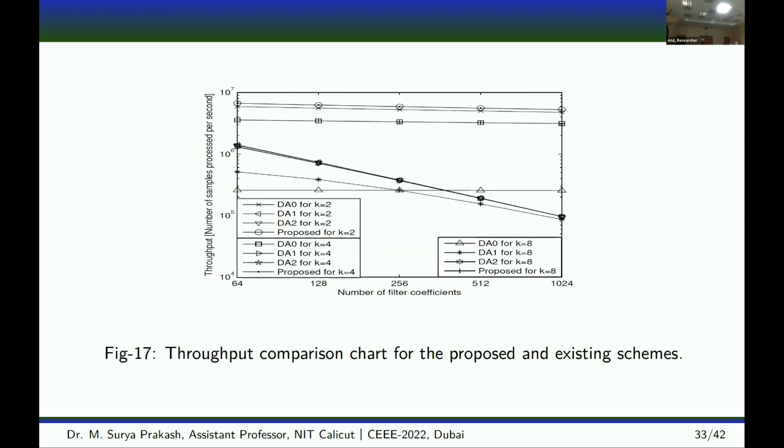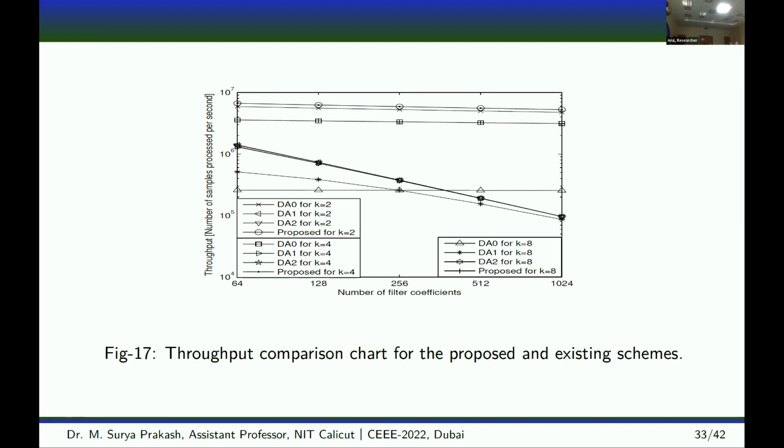And this is the throughput plot. On the y-axis, we have throughput in terms of number of samples processed per second. On the x-axis, just like the previous case, we have the number of filter coefficients. Whatever we see as inclined lines here, majority of them are related to existing implementations. And whatever we see as horizontal lines are that of our proposed implementation.